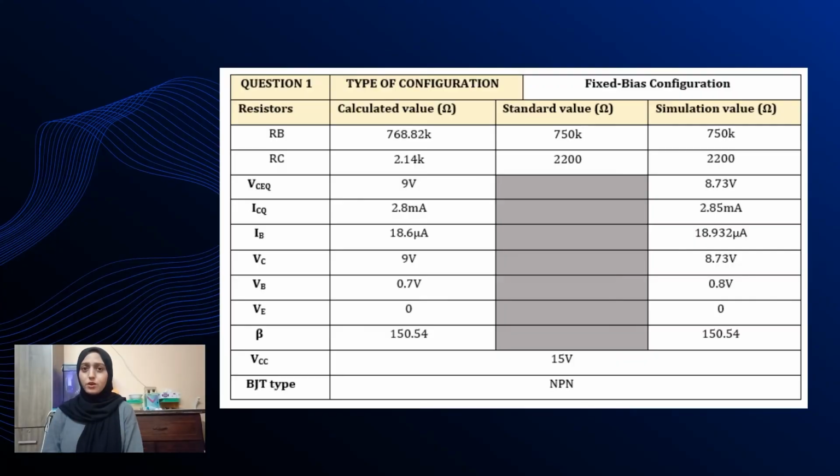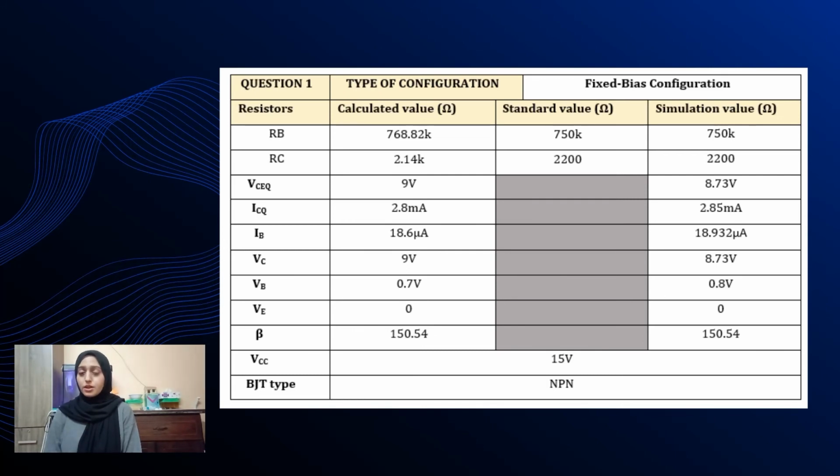This is the comparison of all parameters that we use in our calculation and lab circuit design. For BJT fixed bias configuration, we got 768.82 kilo ohm RB and 2.14 kilo ohm RC for our calculated value. We use 150.54 for our beta, 2.8 milliampere for our ICQ, 15 volt for VCC, and 9 volt for VCEQ. From there, we got 18.6 microampere for IB, 9 volt for VC, 0.7 volt for VB, and 0 volt for VE.